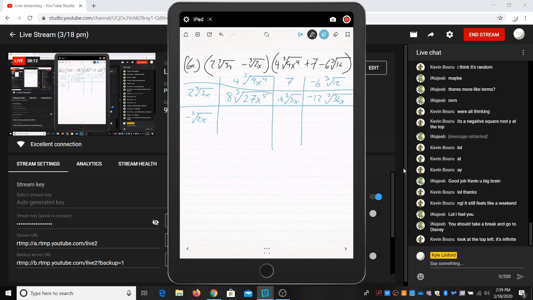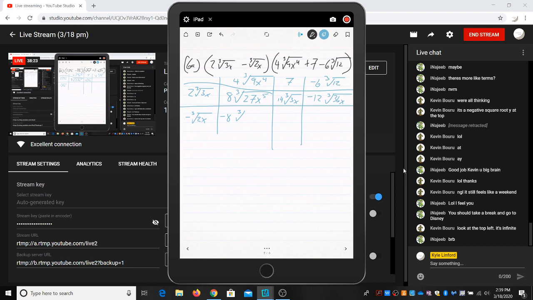And then let's move to the next row. We have a negative and an 8 to make negative 8, and then we have the cube root of, oh my gosh, I'm messing up. I'm trying to watch the live chat and also write at the same time.